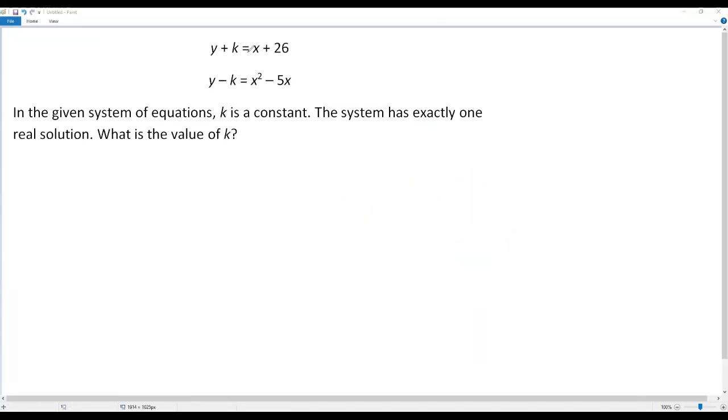y plus k equals x plus 26, y minus k equals x squared minus 5x. In the given system of equations, k is a constant. The equation has exactly one real solution. What is the value of k?